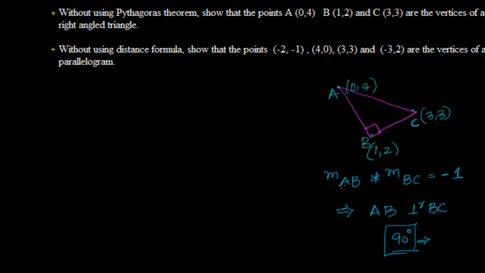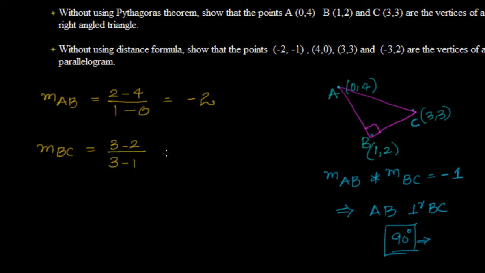So let's go ahead and find out the slope of AB and the slope of BC. What is the slope of AB? Again we go back to our formula, y2 minus y1 by x2 minus x1. That's nothing but 2 minus 4 by 1 minus 0, which equals -2. Now what is the slope of BC? Slope of BC is nothing but 3 minus 2 divided by 3 minus 1, that's equal to 1 by 2.